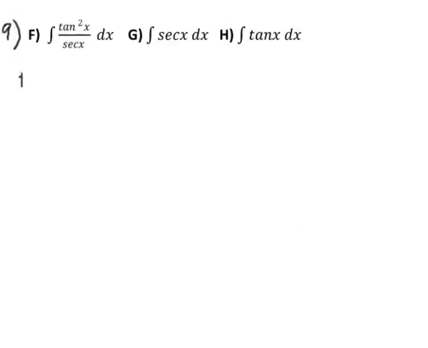Okay, see, we're not quite finished with number 9. We have a few more integrals to do. So let's look at f. Here we have tan squared x over secant x. Now we know we have that identity involving tangent and secant, so we can try that. We have tan squared plus 1 is equal to secant squared. So tan squared is secant squared x minus 1.